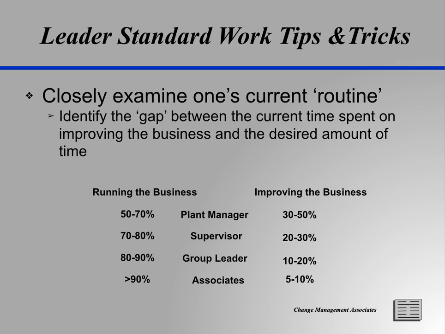People in leadership roles will have more time available to improve the business, with more time available for more senior leaders. For example, a plant manager should spend 30 to 50% of their available time on improving the business activities. The leader can compare their current routine against these standards and define their personal gap. These standards can serve as goals or targets that the leader can strive towards over time.